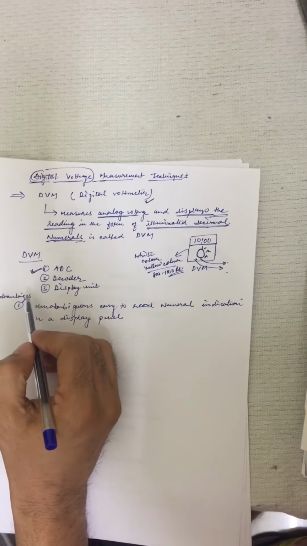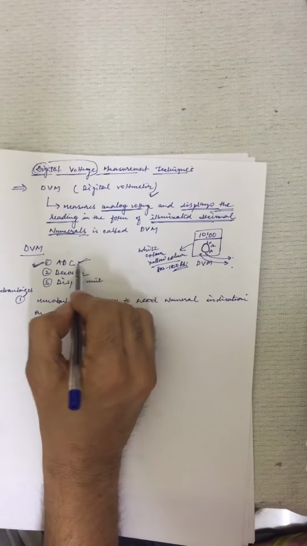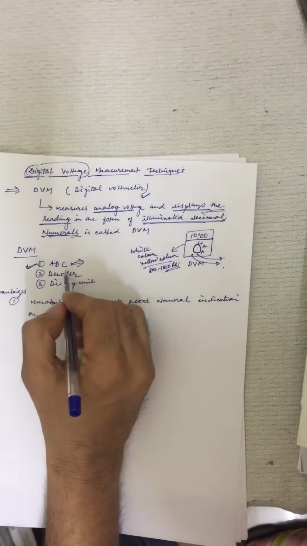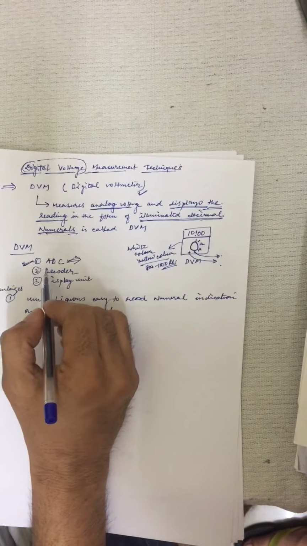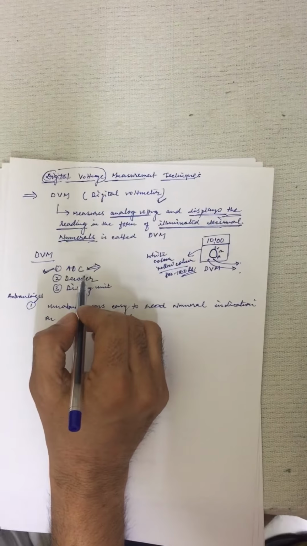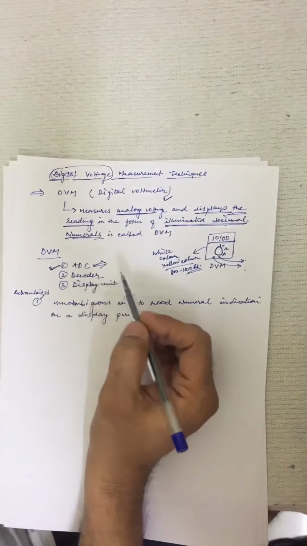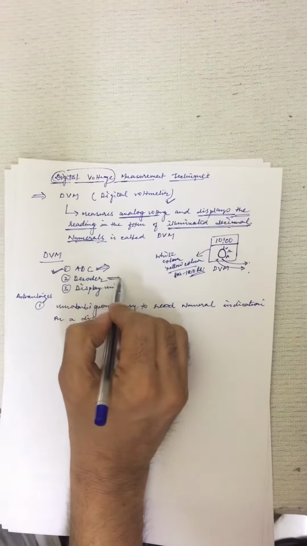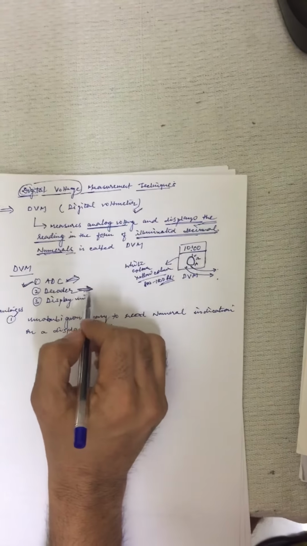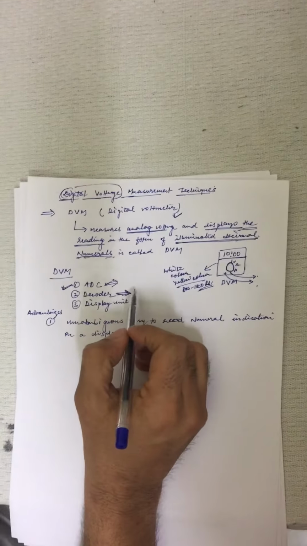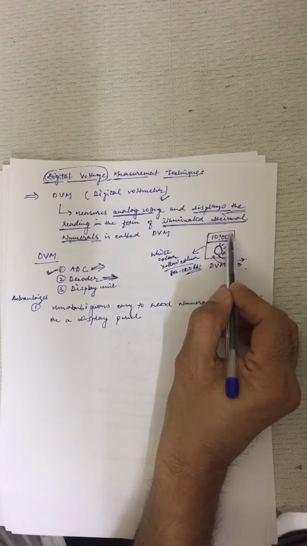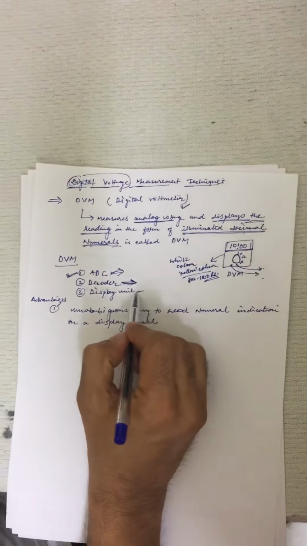A DVM basically consists of an ADC, that is, an analog to digital converter. We have already studied this in detail in the previous classes, and we are very familiar with the functioning of ADCs. Then we need a decoder that will decode that information into binary coded decimals. That binary coded decimal is displayed on the front panel of the DVM, and we require a display unit.